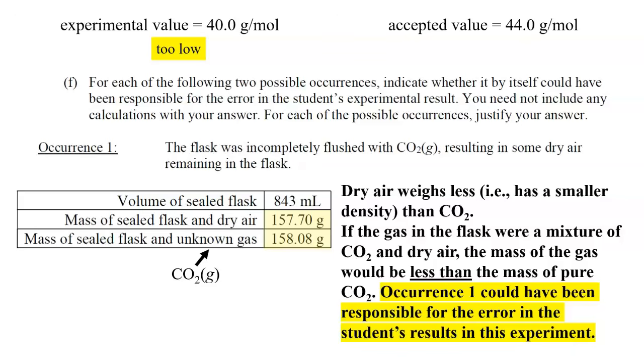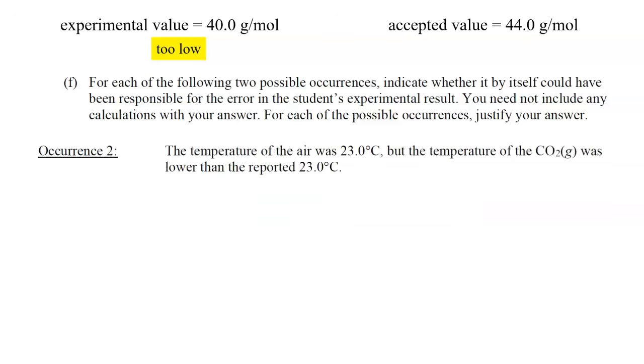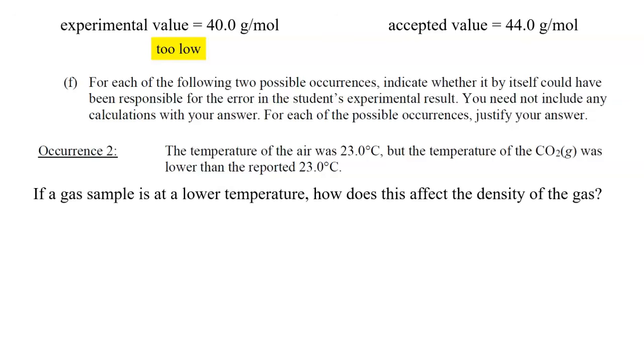Now let's move on to occurrence number 2. So a different situation. Now it says the temperature of the air was 23 degrees Celsius, but what if the temperature of the carbon dioxide gas was lower than the reported 23 degrees Celsius? In other words, it was too cold. Its temperature was less than 23. Let's consider what would happen if a gas sample is at a lower temperature. What happens in terms of colder gas, and how would that affect the density?